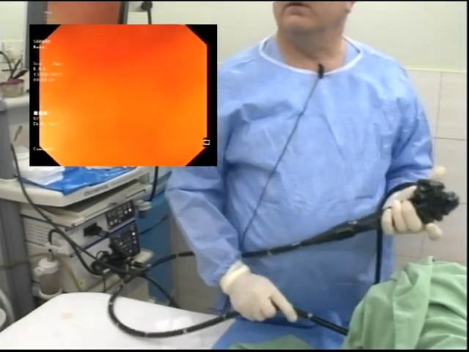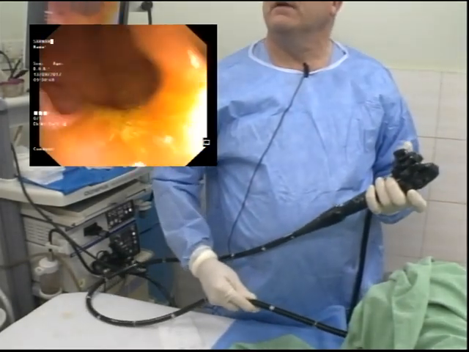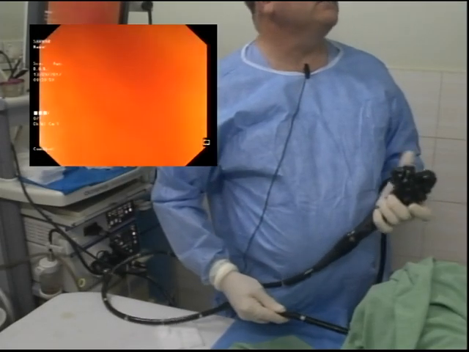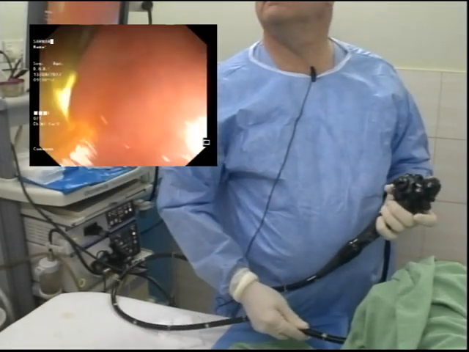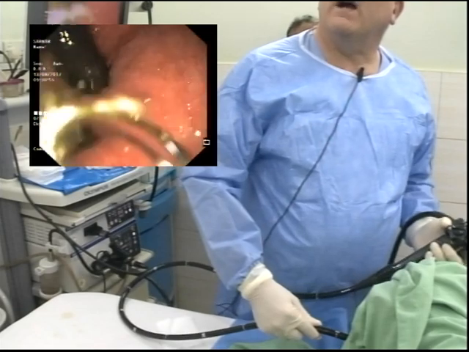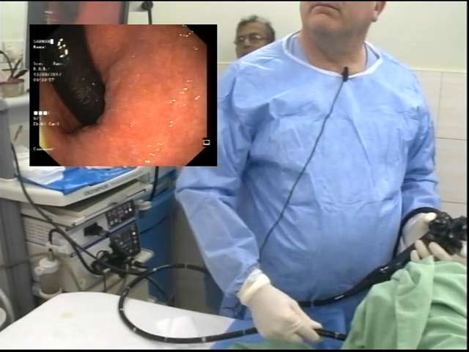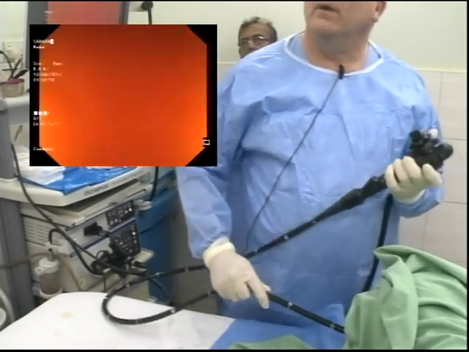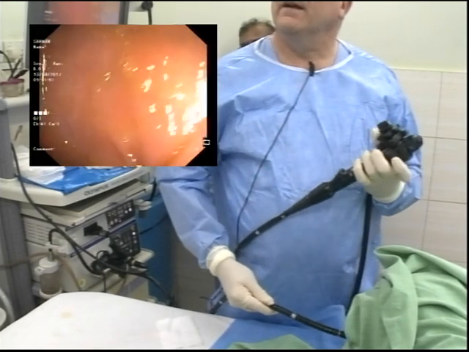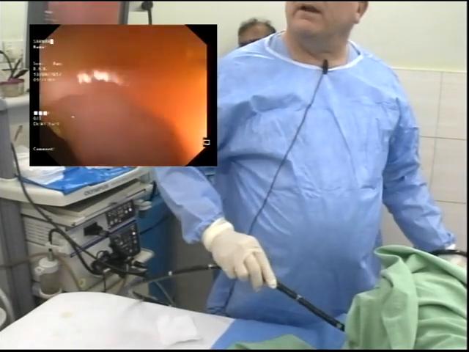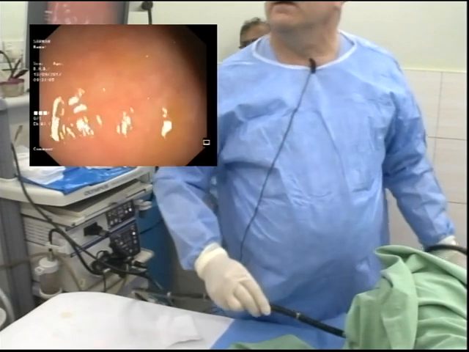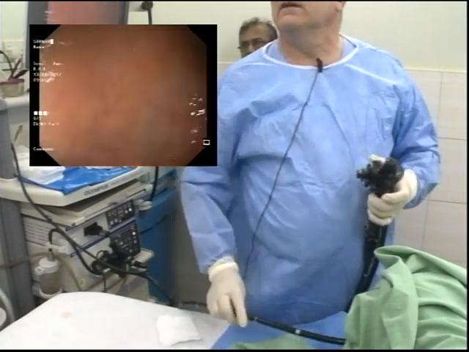Okay. So what we do is the scope goes in, light on. I retroflex at the beginning. Interesting, I do it at the end. Well, as I say to people, do you like to kiss goodnight or slap goodnight? And I always like to kiss goodnight.